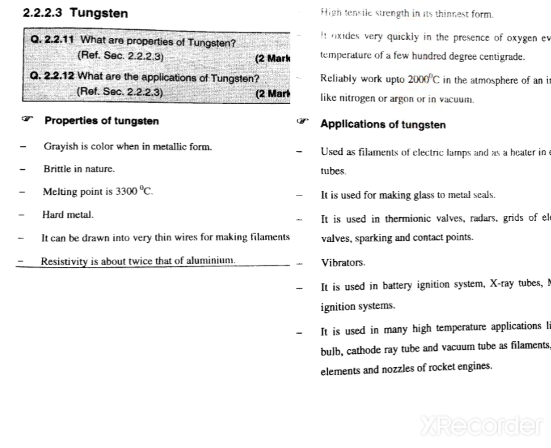The disadvantage of tungsten is that it gets oxidized very quickly in the presence of oxygen. Tungsten is used for making electrical lamps, glass-to-metal seals, thermionic valves, radars, grids, vibrators, and it is also used for X-ray tubes and magneto ignitions. This is it for tungsten material.